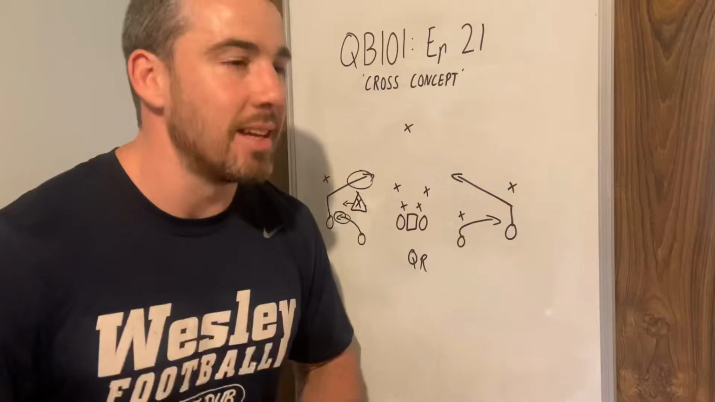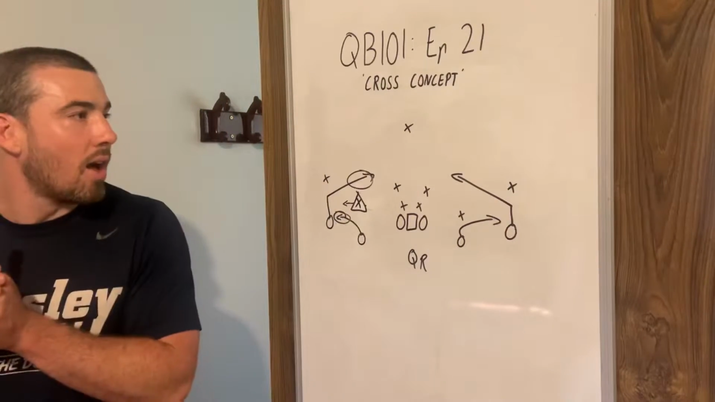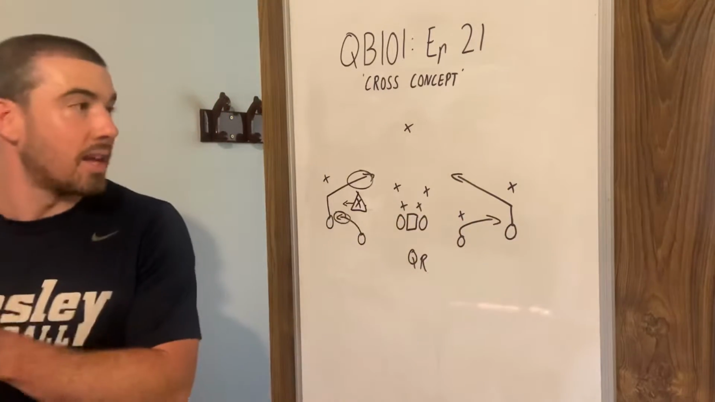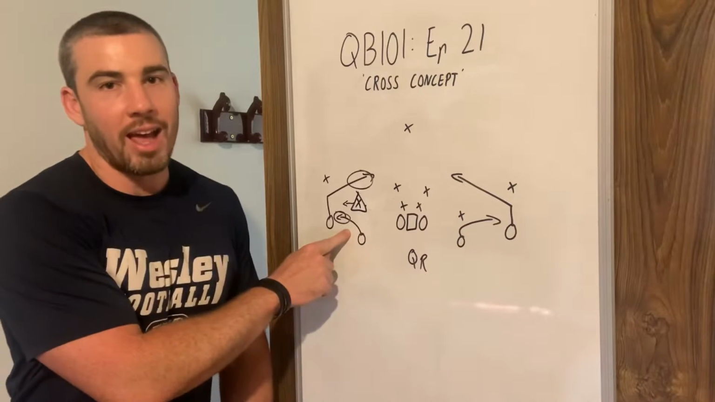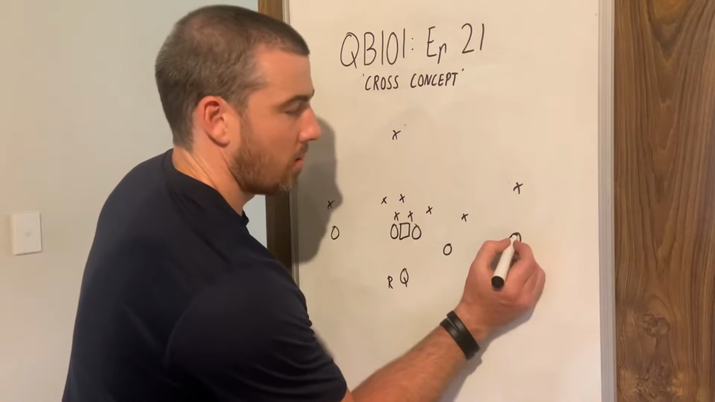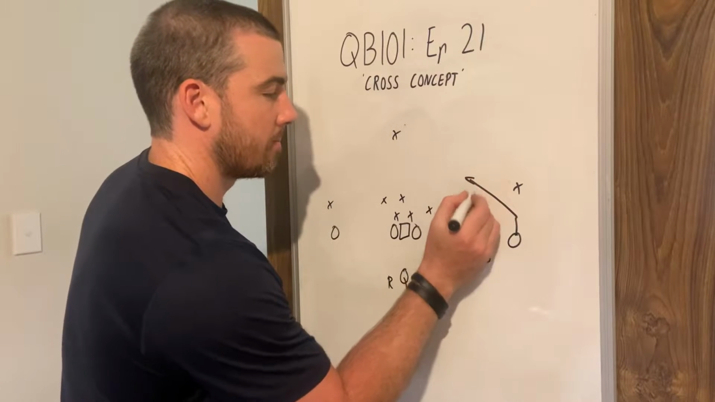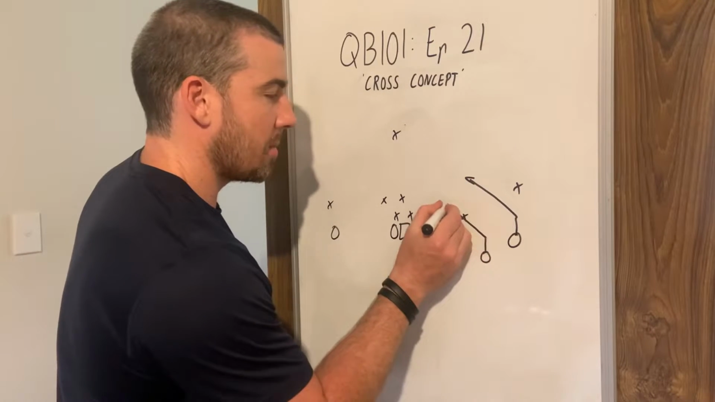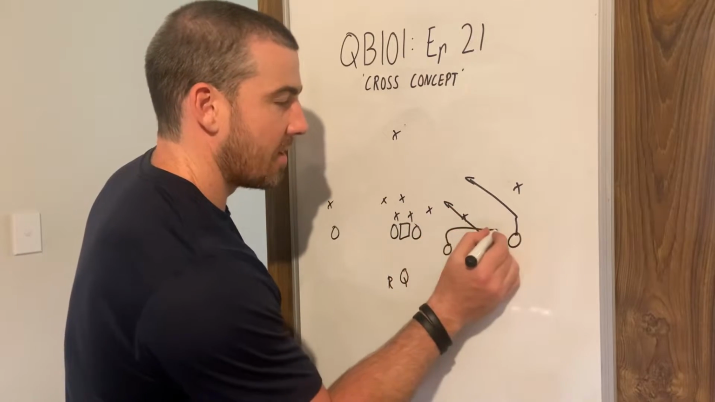It is that easy. Take the snap, turn. Are they going out? Let's throw it to the slant. They're staying still. Let's throw it to the speed out. It is super easy. So when we run this from trips, we're going to go 3-step slant, 3-step slant, and then our speed out.